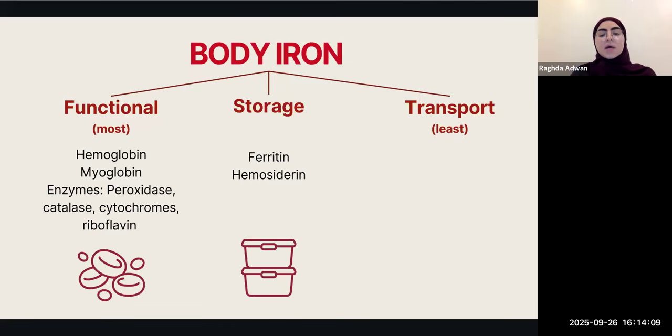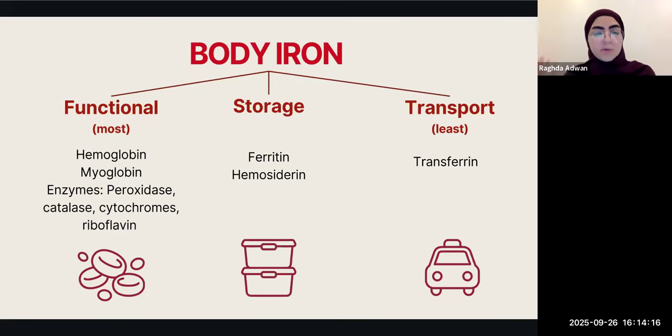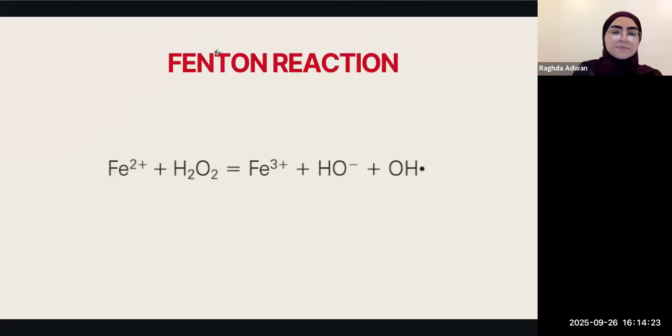Transport form of iron, which forms the smallest percentage of iron in our body, is in the transferrin. So transfer, obviously transport, this is easy to remember. Transferrin is the transportation form of iron, where it transports it from one place in our body to another.